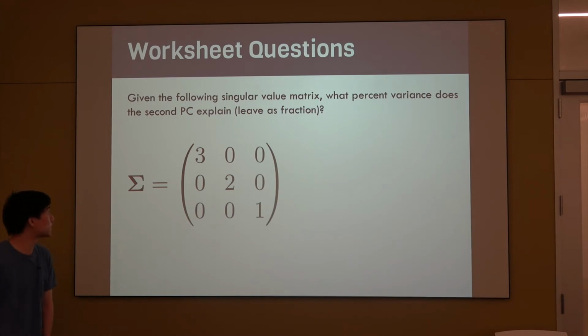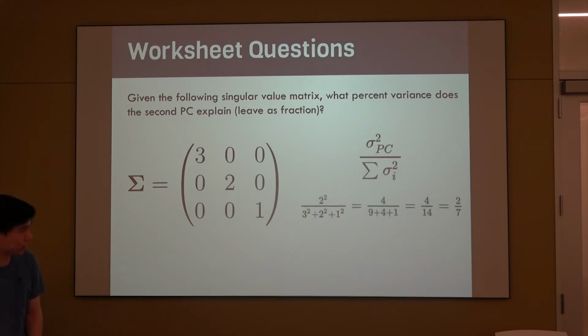Okay, so the third question is, given the following singular value matrix, what percent variance does the second PC explain? And it's okay to leave this as a fraction. We're given this matrix here. If we recall, there's this formula that tells us how to calculate that. If we're interested in the second PC, we'll take 2, we'll square it to get 4. Then to get the denominator, we'll take each of these entries and square each of them. So 3 squared plus 2 squared plus 1 squared. And we'll take the fraction of that. Ultimately, after you do some arithmetic, you'll end up with 2/7.